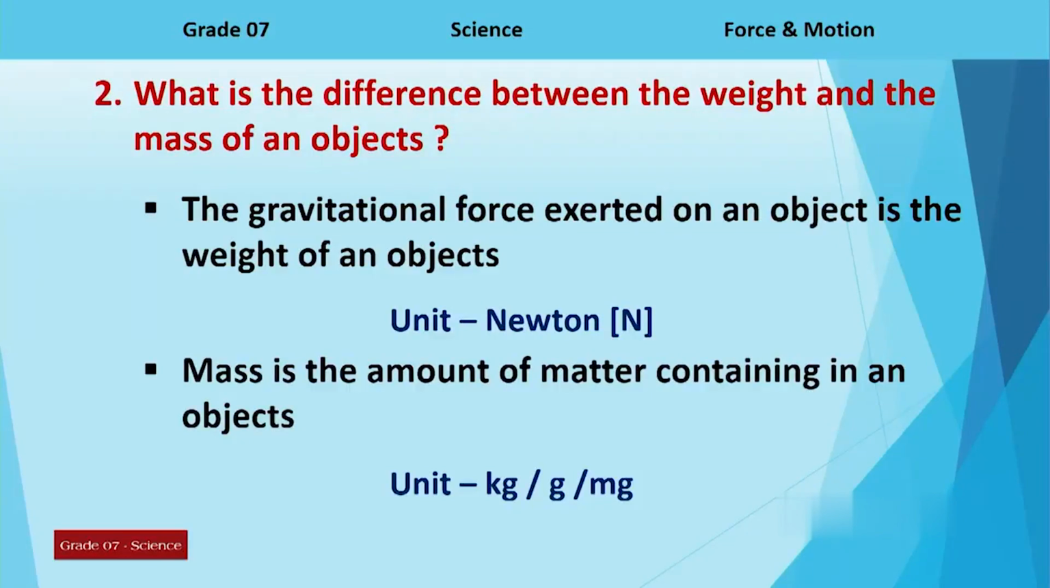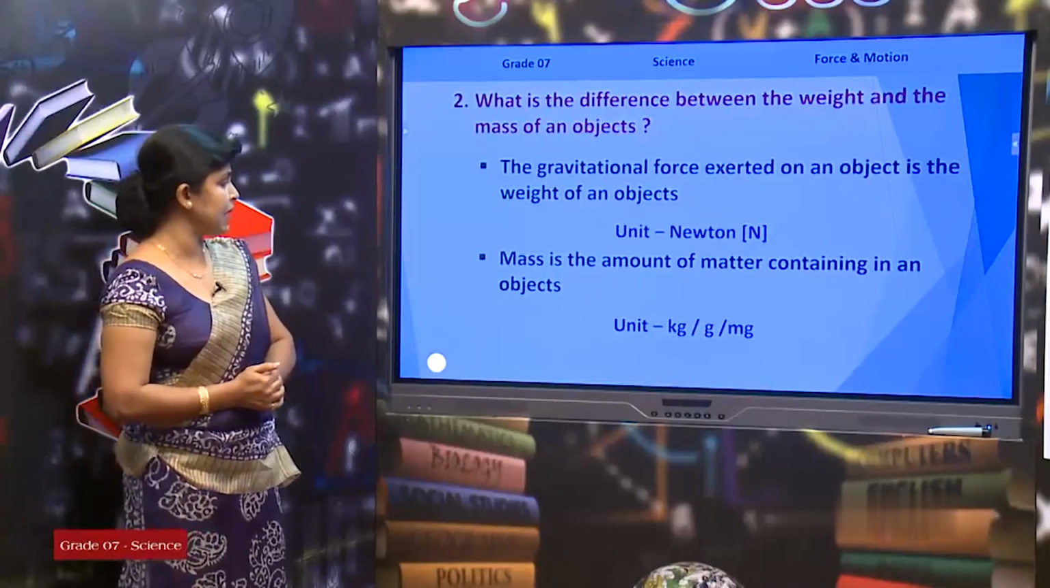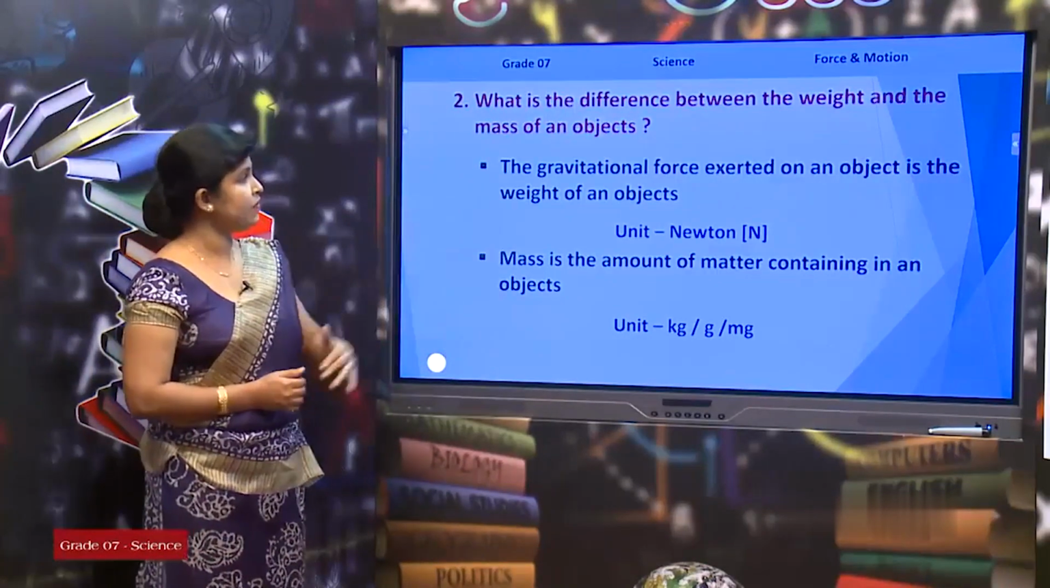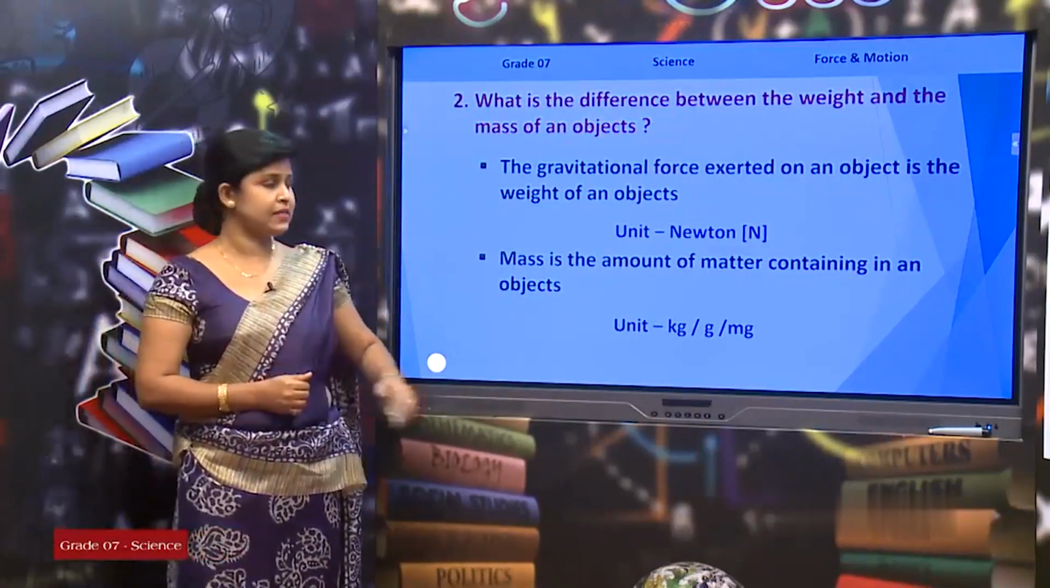The mass is the amount of matter contained in an object, measured in kilograms, grams or milligrams. So, the international unit of measuring mass is kilograms, right. Now, there is a difference between weight and mass.